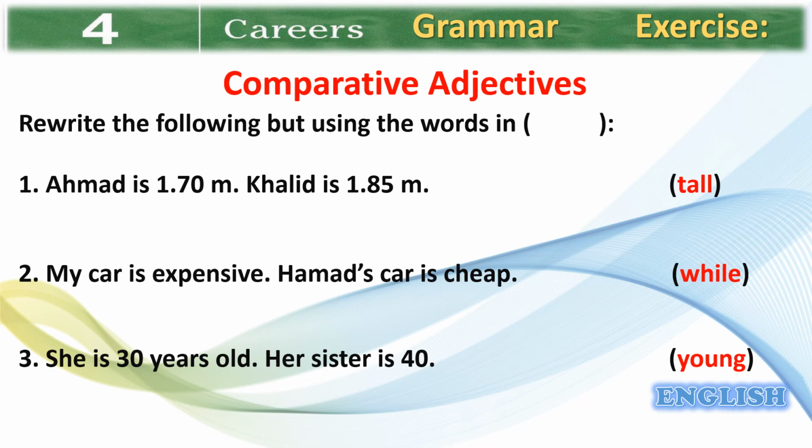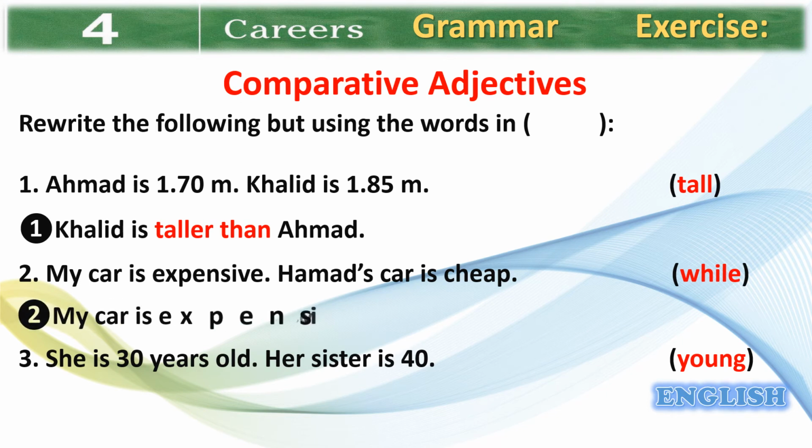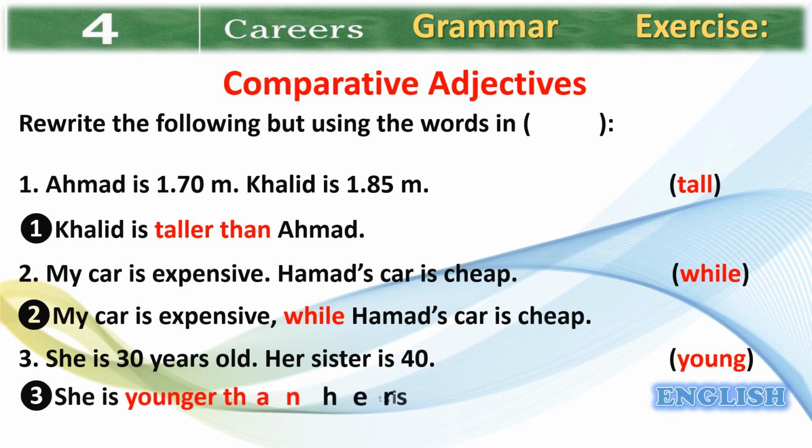Thank you so much. Now check your answers, please. Number 1, Khalid is taller than Ahmed. You can also say Ahmed is shorter than Khalid, but we need the adjective tall. The second one, my car is expensive while Hamid's car is cheap. Number 3, she is younger than her sister. Well done.